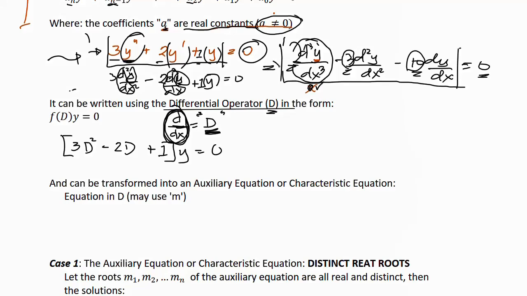Okay, so how about for this one? Since we have a third derivative here, then we will use D cubed minus 3D squared minus 10D, applied to y, is equal to 0. So instead of writing this, we convert these equations using the differential operator D.